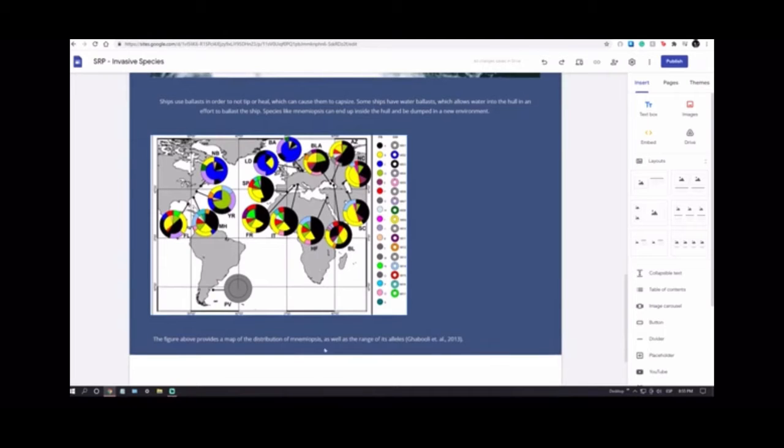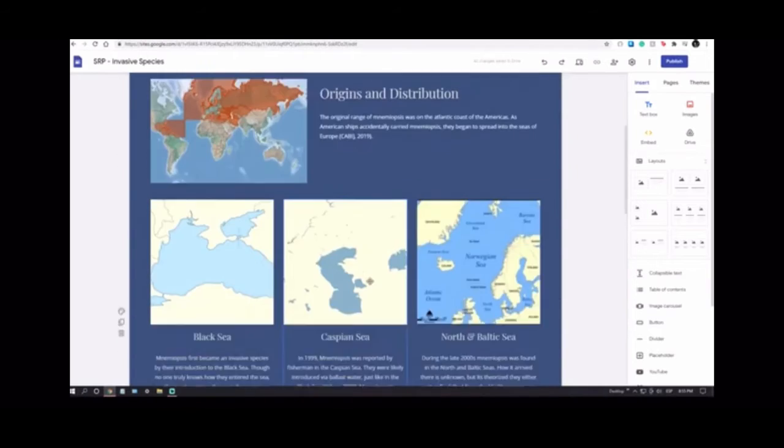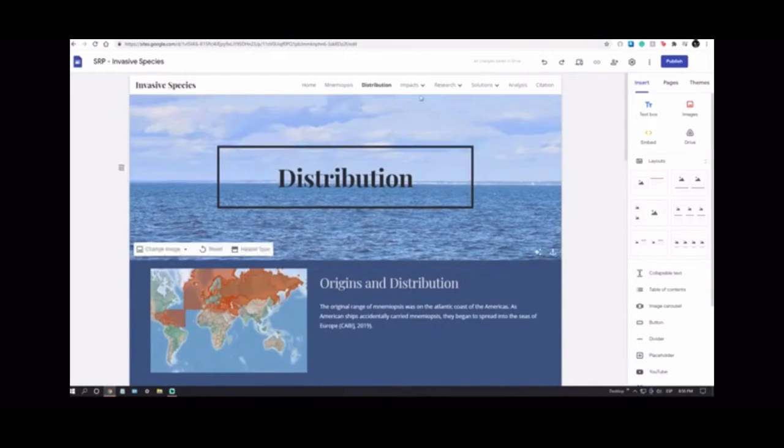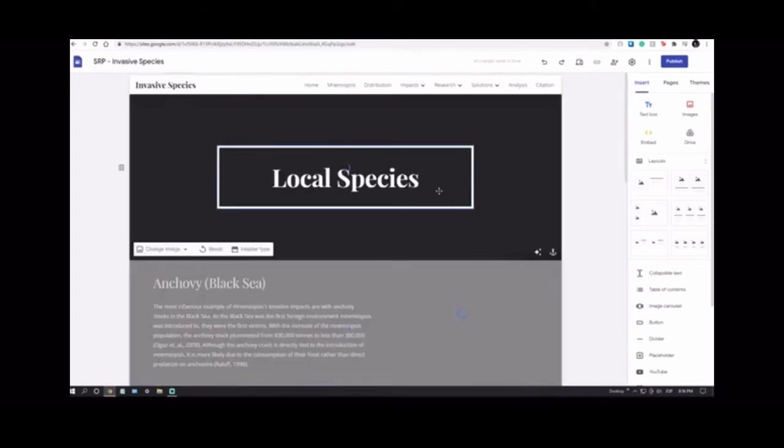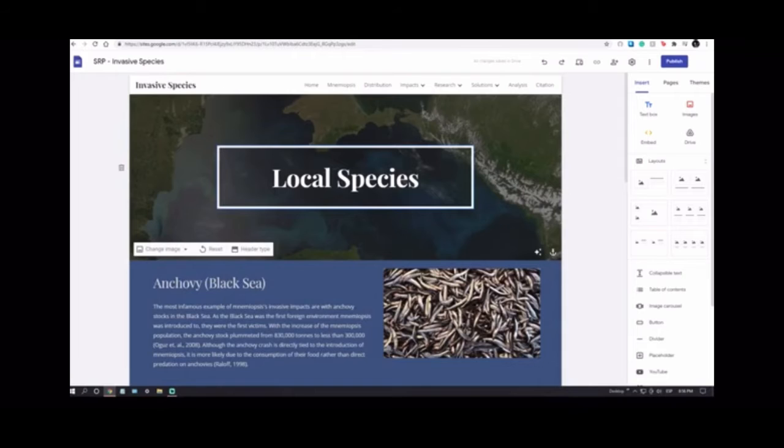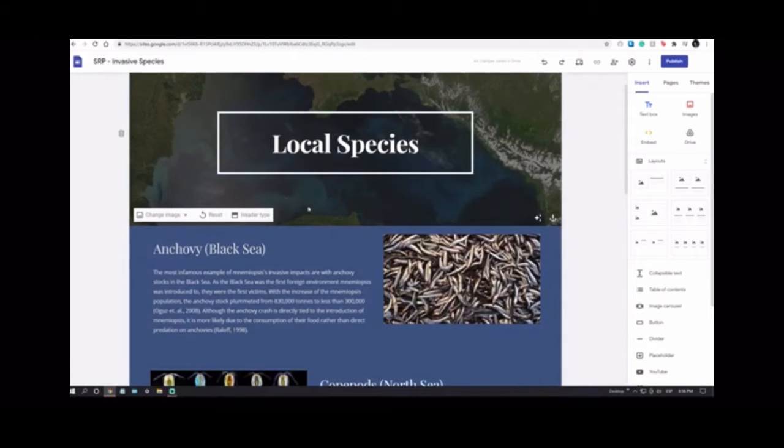And lastly, on this page, another map of their distribution. However, this one includes the alleles or haplotypes of Mnemiopsis. The next page is the impacts page, which is divided into two subpages, which you'll see once you hover over the bar. And if you click on the first one, which is local species, which will describe the local species affected by Mnemiopsis. The first species we have up here is anchovies, which I brought up when I was talking about the Black Sea.